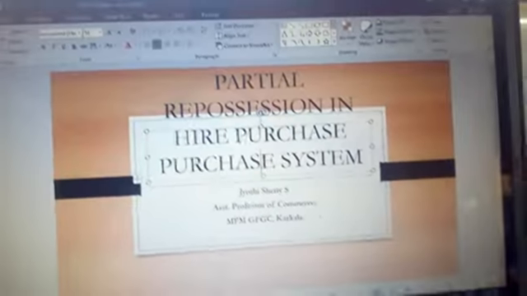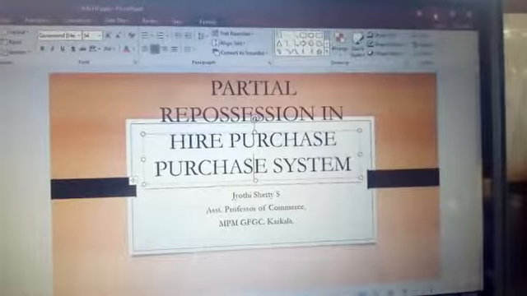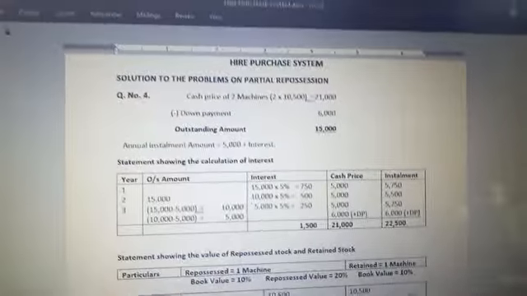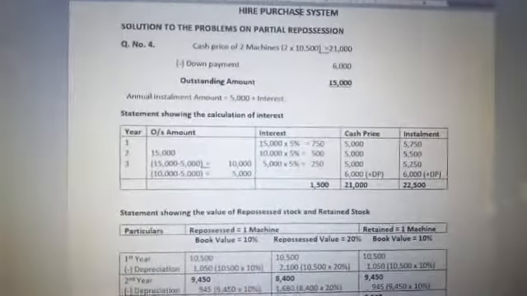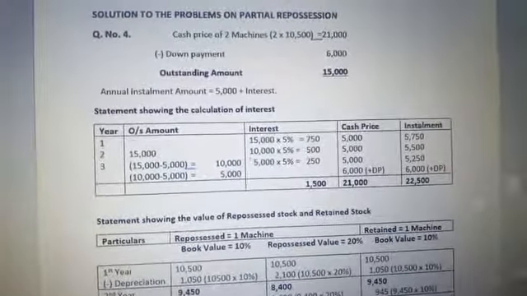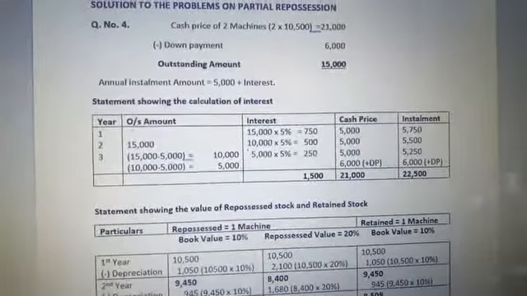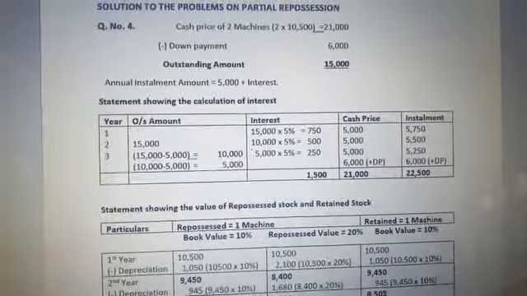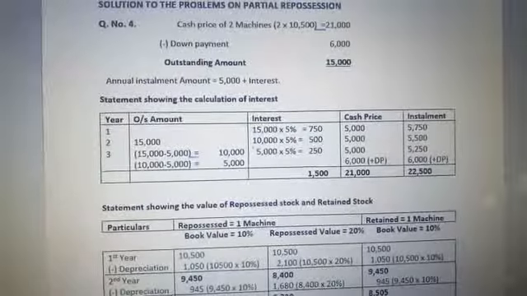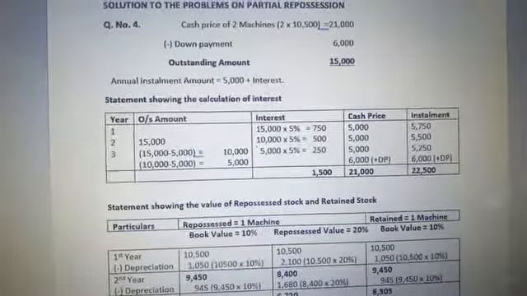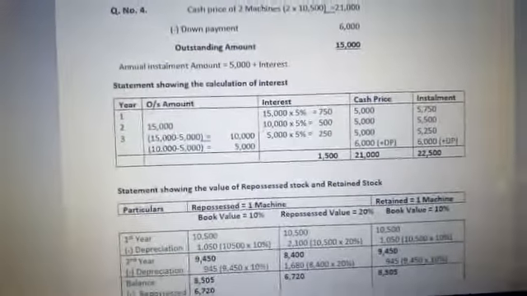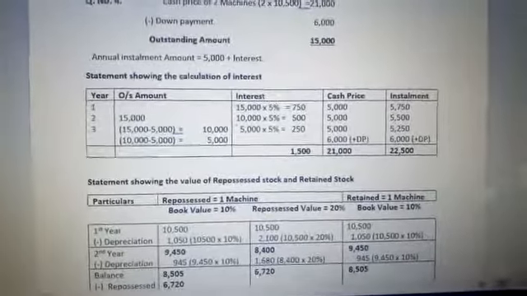So we will see the solution for this problem. See, first is the total cash price of the asset. Cash price of 2 machines, 2 into 10,500, is 21,000. Out of that, 6,000 is paid towards down payment, so the outstanding amount will be 15,000. And the annual installment amount is specifically given in the problem, 5,000 plus interest. So we will show the statement for the calculation of interest.